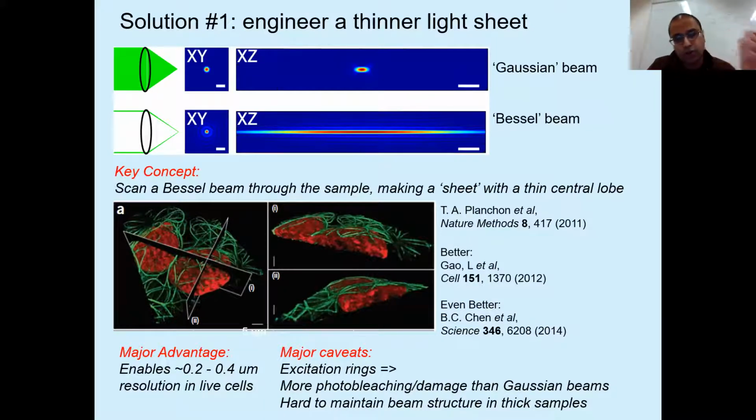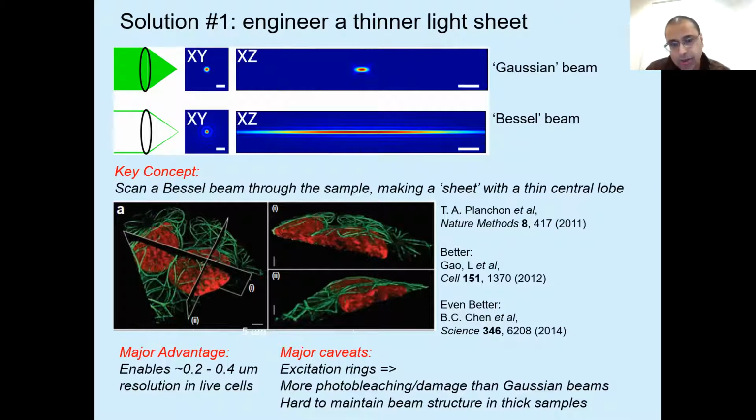Well, Eric Betzig and others realized that if instead of using a tight focus, you generate an annular focus, you can get what's called a Bessel beam. And this Bessel beam has a property that it maintains its thin, mostly thin structure for a lot longer propagation distance. So if you scan a Bessel beam through a sample instead of a low NA beam, in principle, with this central beam, you can get really high axial confinement. And so there are these gorgeous images in Betzig's papers of single cells resolved at fairly high axial resolution. And the major advantage is you can get down to sort of 300 nanometer axial resolution in live cells.